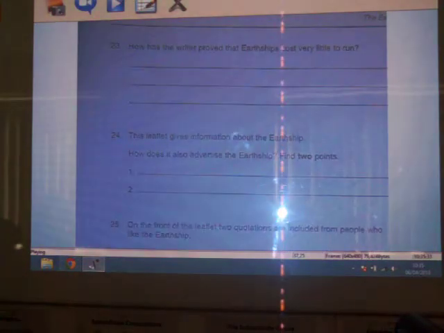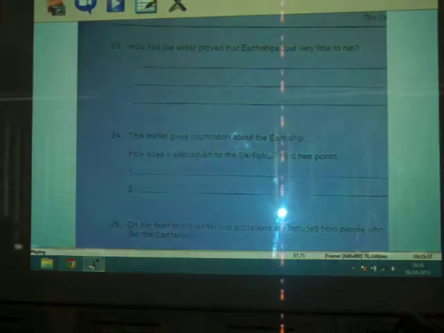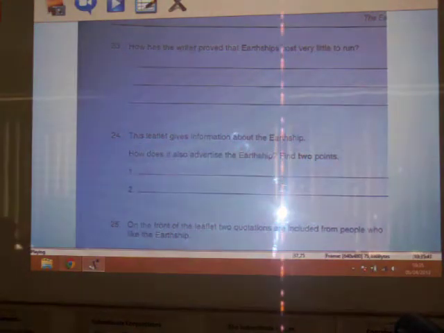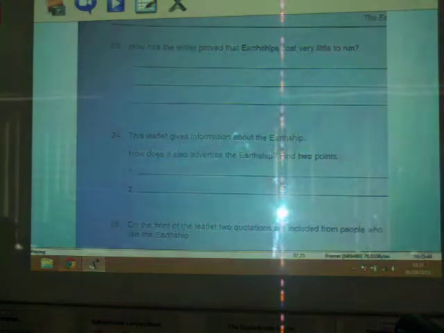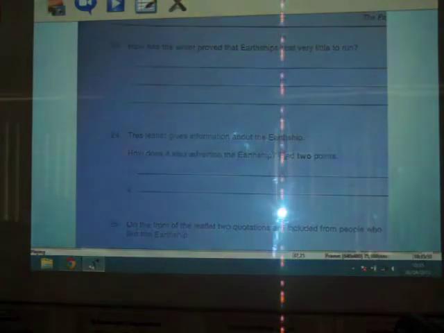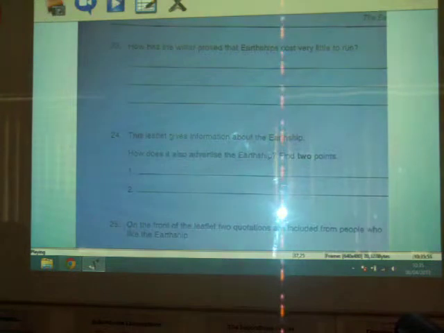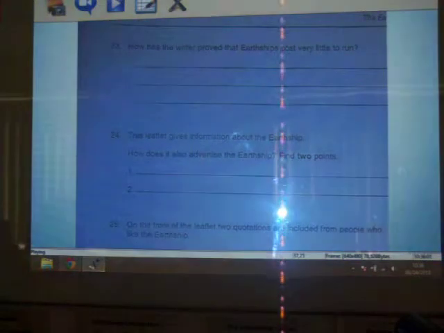Okay, question number 23. How has the writer proved that earthships cost very little to run? So what is the evidence? I want somebody to give me the evidence by looking at the text. Let's have Ismail. What part of the text can we find evidence that it's very cheap to run this earthship house? Have a look, Ismail.